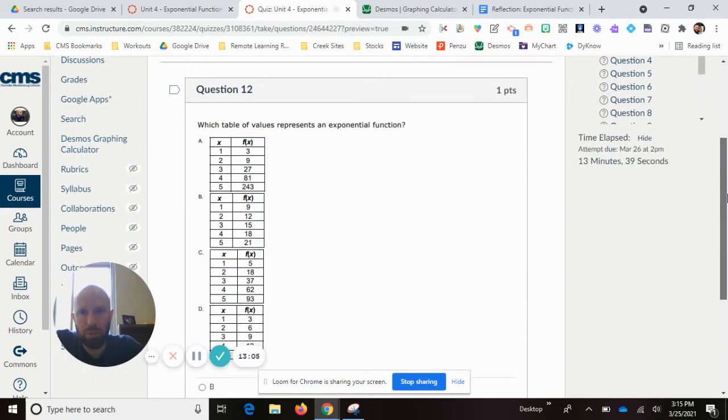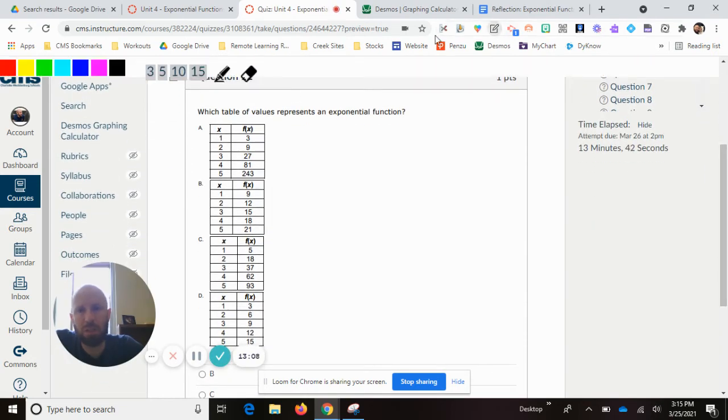Question 12, which table represents an exponential function? Remember that exponential means that we're either multiplying or dividing by the same value every time. When we look at A, 3, 9, 27, this is a times 3 pattern, so it's A. B, you are adding by 3, so that's linear, not what we're looking for. I don't know what the pattern is in C. It looks like a plus 3 pattern. So exponential, the only one that's multiplying or dividing is A.